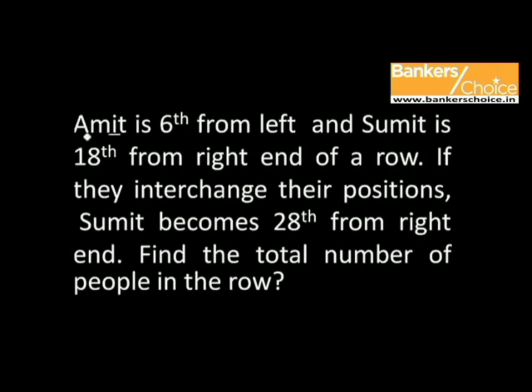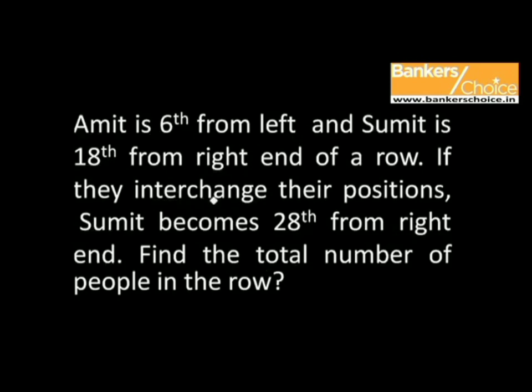The question says, Amit is 6th from left end and Sumit is 18th from right end of a row. If they interchange their positions, Sumit becomes 28th from right end of the row. Find the total number of people in the row.